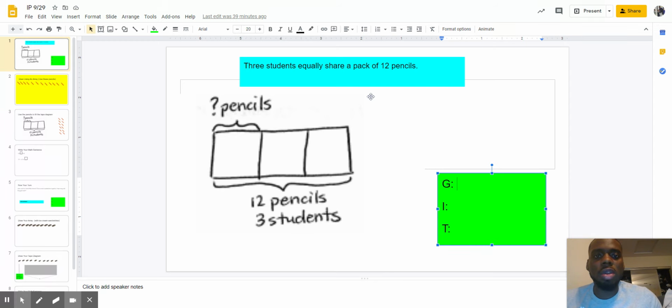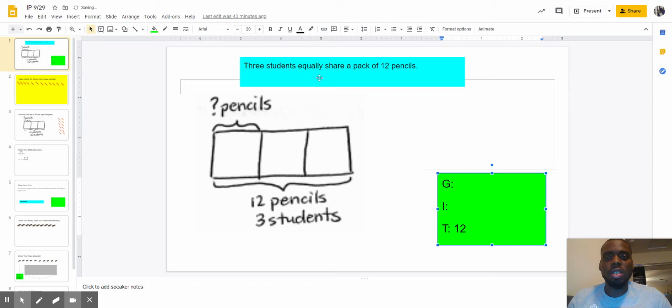Three students equally share a pack of 12 pencils. 12 is our big number, and we know we didn't add or subtract to it. We're just going to share it equally. So I think 12 is our what, friends? Think about it. 12 is our what? Yes, you are correct. 12 is our total.